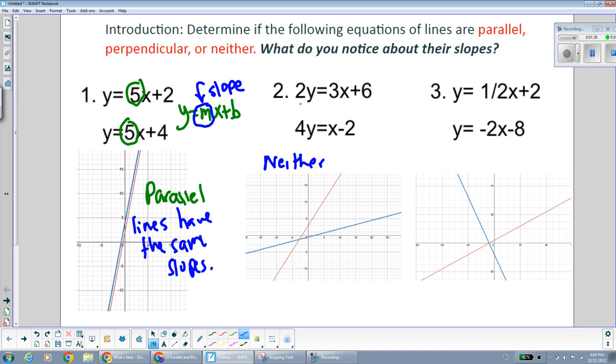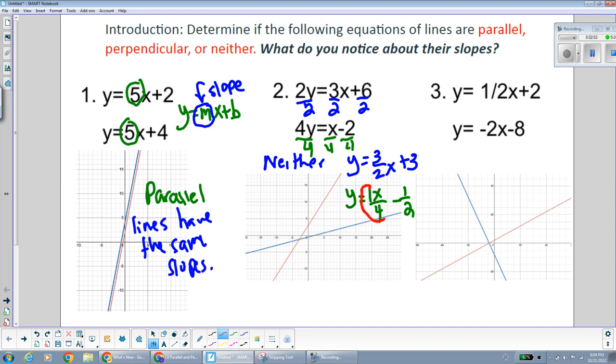So I'm just going to go ahead and divide everything here by 2. And that gives me y equals 3 over 2x plus 3. I'm going to go ahead and divide everything here by 4. And that gives me y is equal to x over 4, or 1/4 x, minus 2 over 4, which simplifies to 1/2. Looking at the slopes, we have 1/4 and we have 3 over 2, and there does not appear to be a clear relationship. Let's move on to the next one.